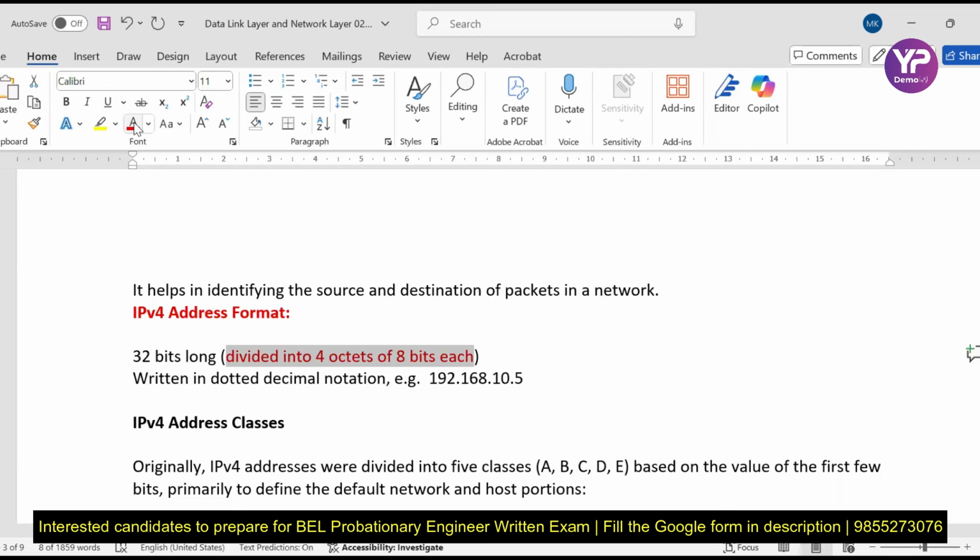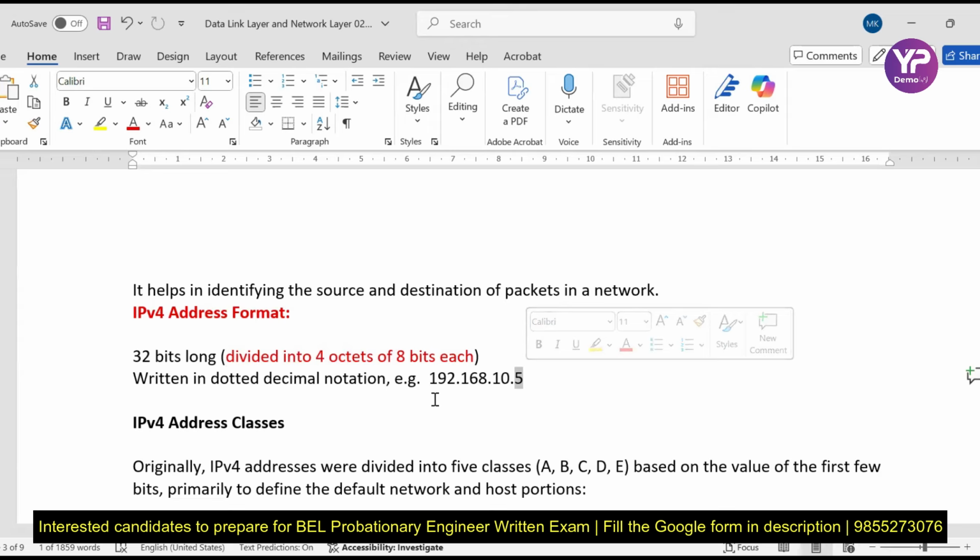With 8 bits, what is the range of numbers you can generate? 0 to 255. Yes, 2 power 8 is 256, so 0 to 255. So if you want to write in decimal, it again consists of 4 parts, but the number in each of these 4 parts is between 0 and 255 only, because each octet contains 8 bits.